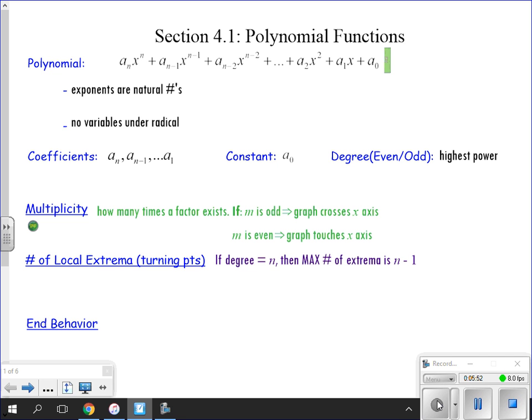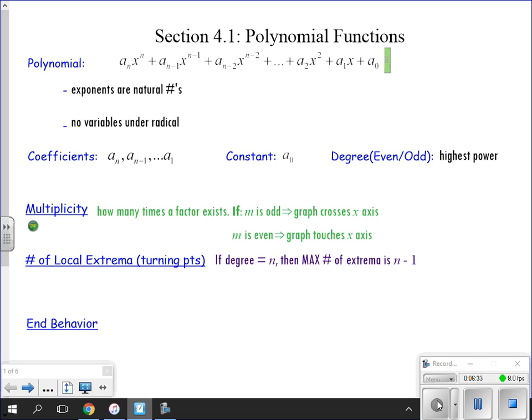Number of local extrema. Extrema, maximum and minimum, is the plural of extreme. So maximums and minimums are extremes. The number of extrema is the number of maximums and minimums we have. If the degree is n, then the maximum number is 1 less than that power. We could have fewer.